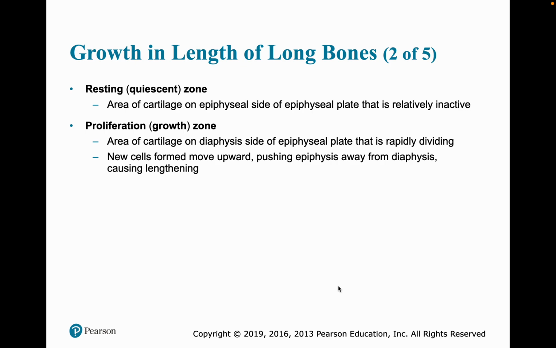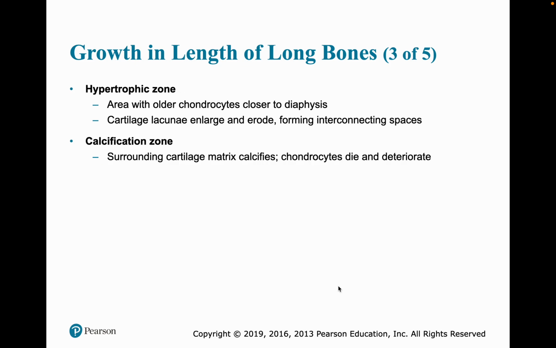So the area of cartilage on the epiphyseal side of the epiphyseal plate that is relatively inactive is called the quiescent or resting zone. Just below that is an area of cartilage on the diaphyse side of the epiphyseal plate, rapidly dividing. The new cells are formed and move upward, pushing the epiphysis away from the diaphyse, which gives us the lengthening of the bone.